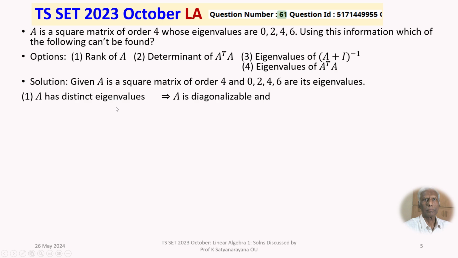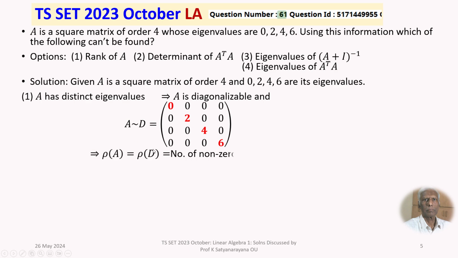When A has distinct eigenvalues, then the matrix A is diagonalizable. And the matrix A is equivalent to a diagonal matrix whose diagonal entries are 0, 2, 4, 6. So, A is similar to a diagonal matrix D, whose diagonal entries are 0, 2, 4, 6. Then, can I find the rank of A? Yes. The rank of A is equal to the rank of D. Why? Because A is similar to D. Similar matrices have the same rank and determinant.